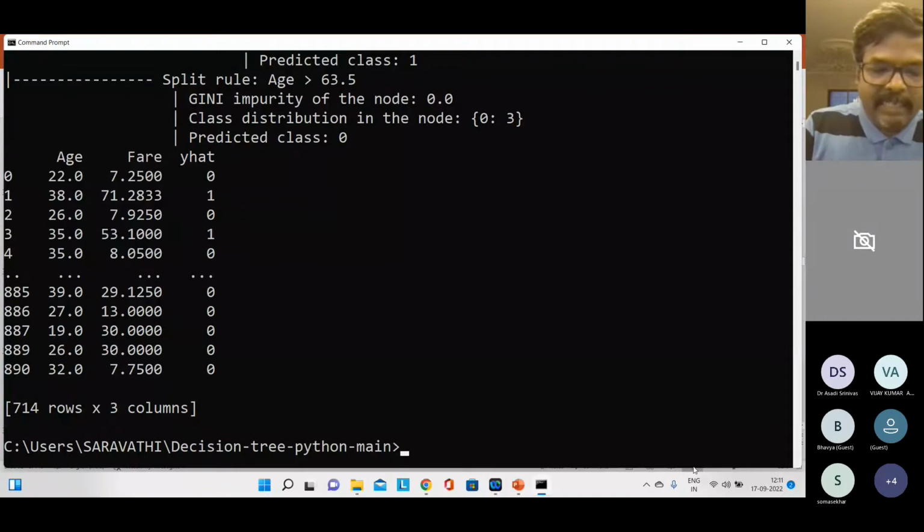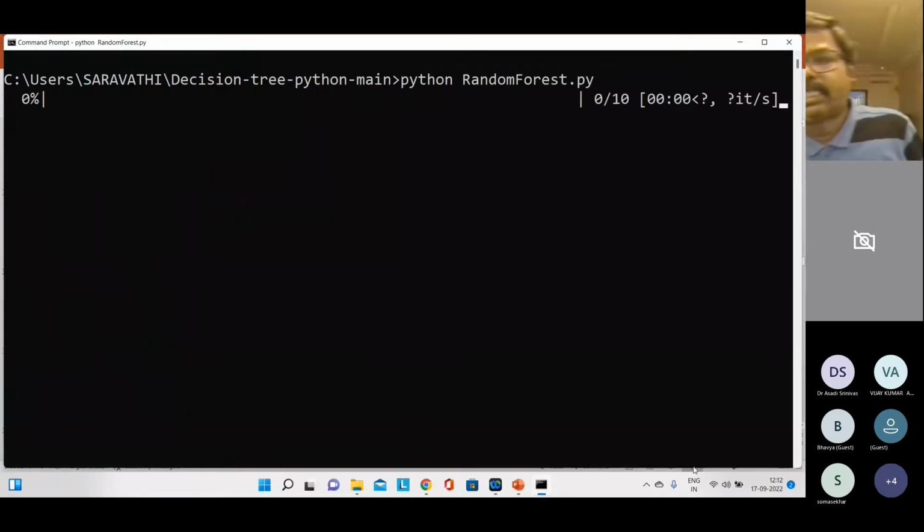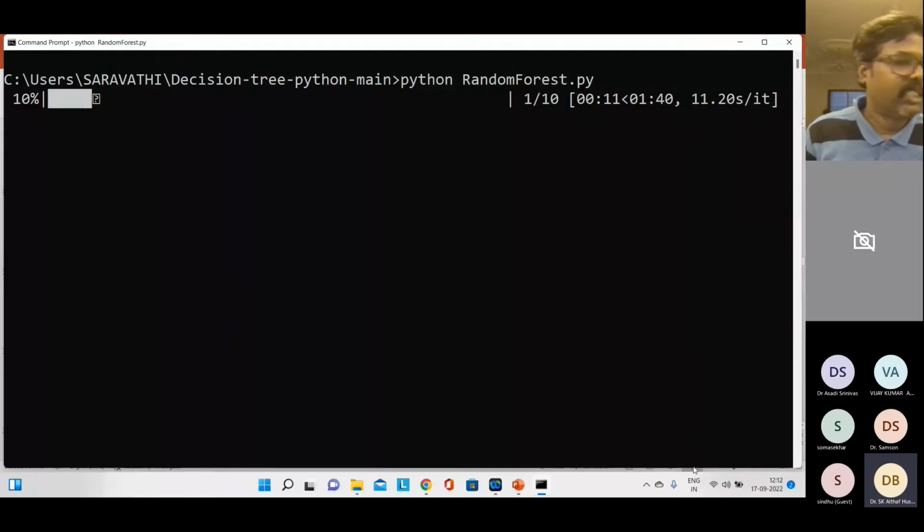Next, random forest. If you see, python, next algorithm, python random forest. The random forest algorithm takes a little bit of time to execute. Okay. So 10 iterations it takes. Now it is executing. Now it is 10% completed in this random forest.